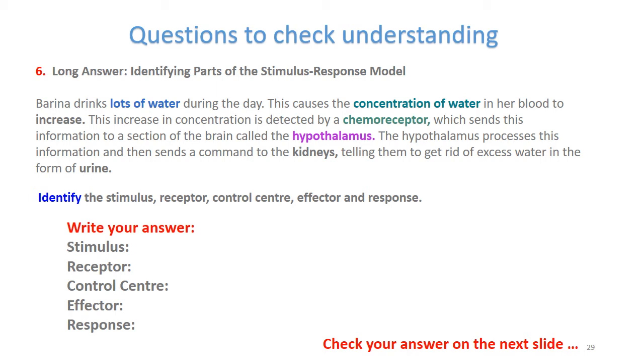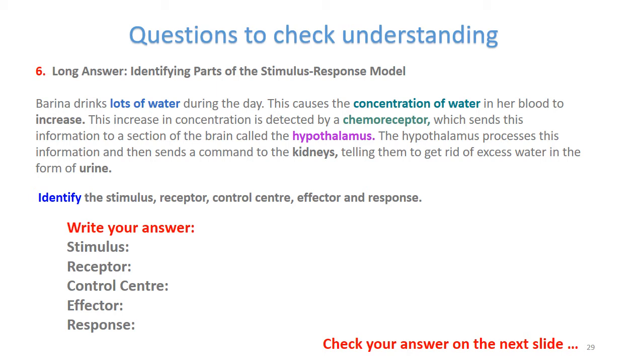Here is another question to check your understanding. Question 6. This is a long answer, longer than what the other questions were, identifying parts of the stimulus response model. So, Barina drinks lots of water during the day. This causes the concentration of water in her blood to increase.